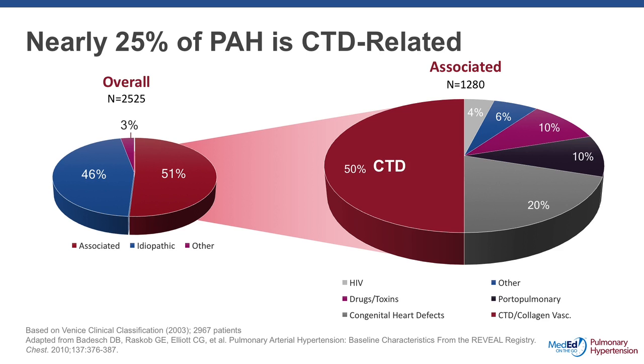Of the associated conditions, there are several, and they're outlined here, and include diseases such as HIV, drugs and toxins such as methamphetamines, portal hypertension, so these are patients with established portal hypertension, which can either be cirrhotic or non-cirrhotic, underlying congenital heart disease, and of course, as mentioned, connective tissue disease.